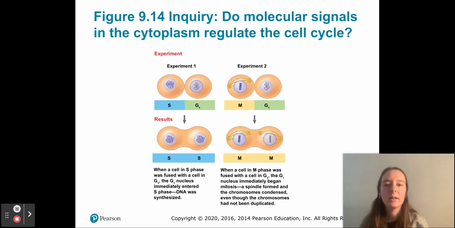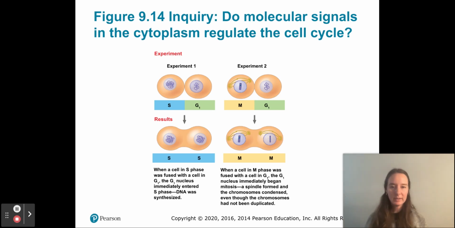Then they did it again. They took a cell in the M phase, so it was doing mitosis here. And right here we see prometaphase is happening. The spindle fibers are forming and the chromosomes are condensing. And then they took a cell in G1 and they fused them together. And they noticed that the G1 nucleus immediately began to do mitosis. So we see spindle fibers forming, the chromosomes are condensing, even though the chromosomes haven't even been duplicated yet, right? G1 comes before the S phase. So these chromosomes here haven't even been duplicated.